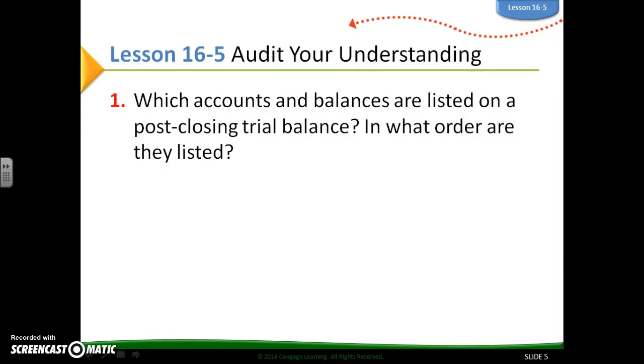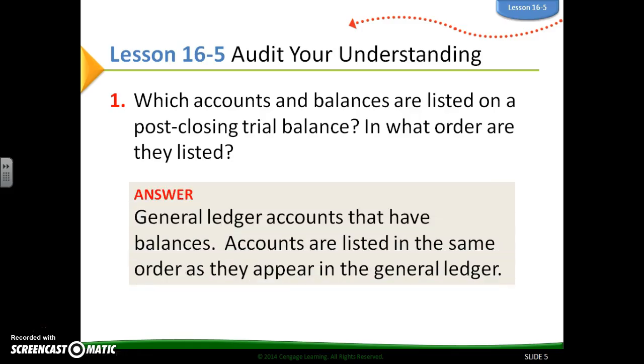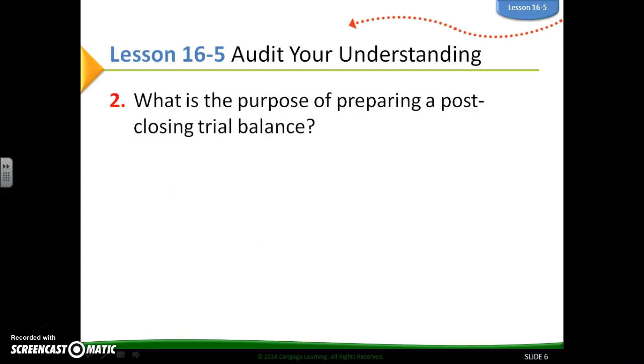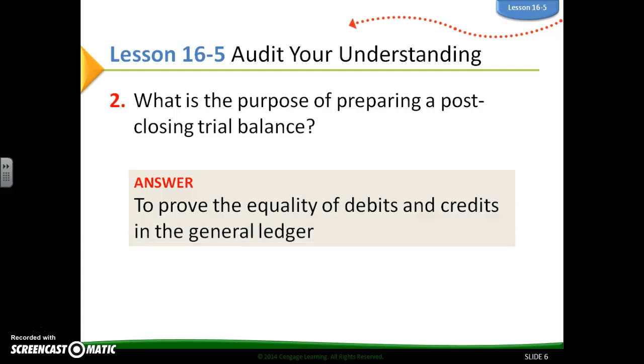We are down to the end section here. Which accounts and balances are listed on the post-closing trial balance, and in what order? The general ledger accounts that have balances, and the only ones that should have a balance are asset, liability, and equity accounts, listed in the same order as they appear in the general ledger. The purpose of preparing the post-closing trial balance is to prove that our debits and credits are equal. That's the accounting equation.